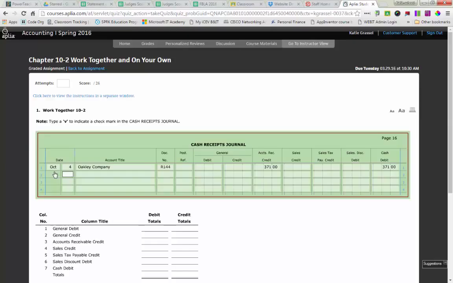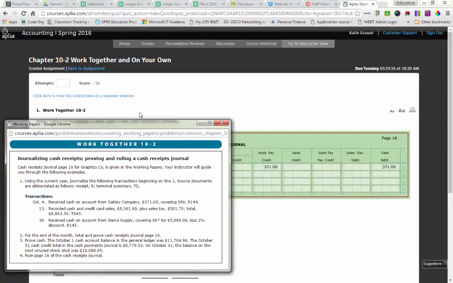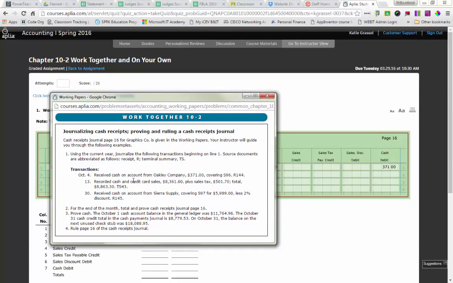On the 13th, we have recording our cash and credit card sales, $8,361.60 plus sales tax of $501.70 for a total of $8,863.30. I will give you a heads up. In the near future, they're not going to calculate the sales tax. They'll give it to you. They'll say sales tax is 4%. And you would have to go through and take the value of your sales and multiply it across.